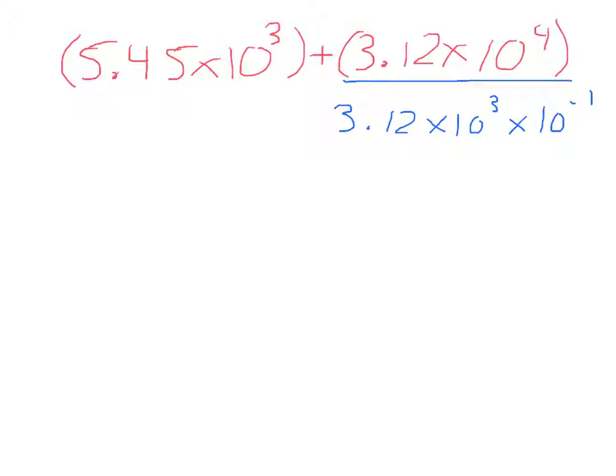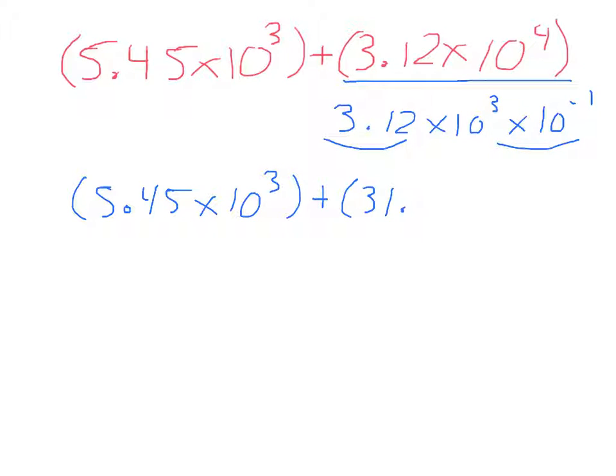And if you think about taking this and this together, well, that just makes this, and we'll write it all out again, a 5.45 times 10 to the third plus 31.2 times 10 to the third. Because the negative 1 tells me to move the decimal one place to the right.